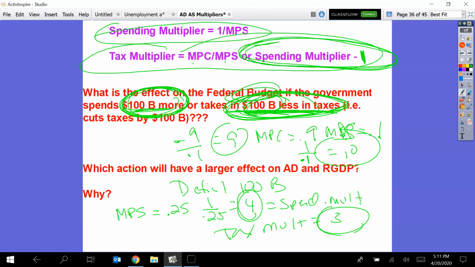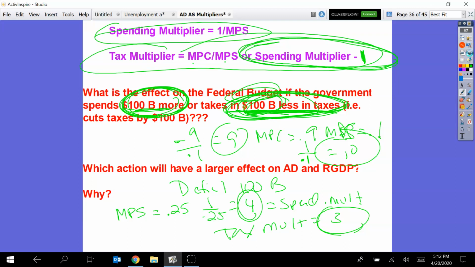If you cut taxes, you're going to lose that first percent as the marginal propensity to save. And the higher that is, the more you're going to lose. So if people have a marginal propensity to save of 0.5, they save half of all their new income, you would need twice as big of a tax cut to get the same amount of growth or stimulus than you would if you were changing government spending.